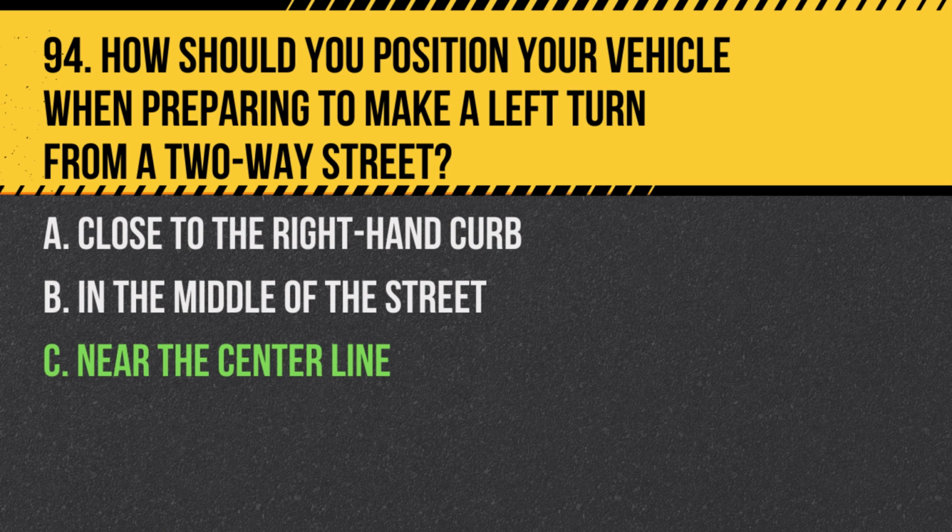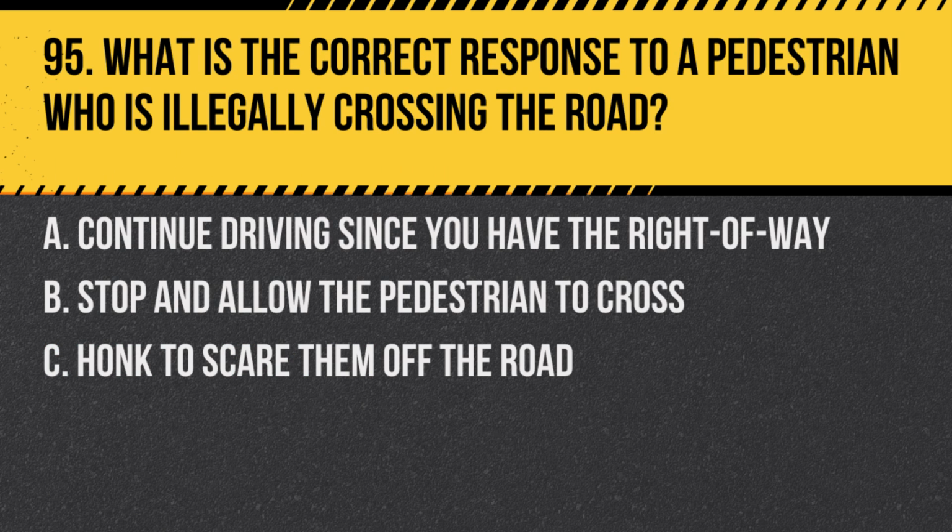Answer: C. Near the center line. When preparing to turn left, position your vehicle close to the center line of the street to allow space for oncoming traffic. Question 95. What is the correct response to a pedestrian who is illegally crossing the road?